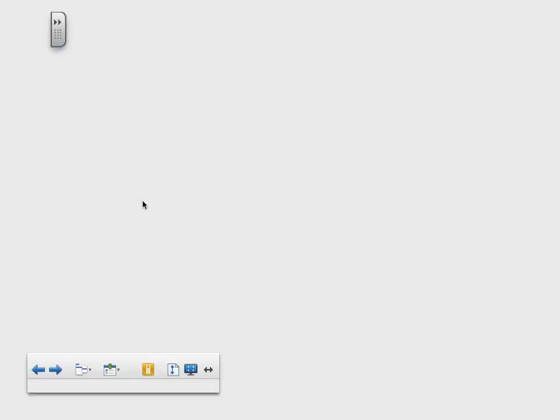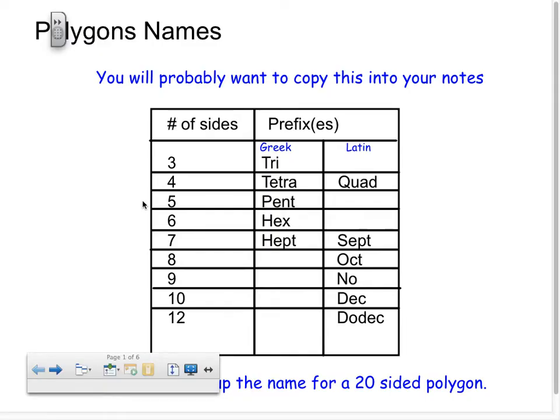Now, when we name polygons, generally we look at one of two things, either the Greek or the Latin prefix to the name of the polygon. And Greek and Latin prefixes are things we use all the time, things that you've seen before, nothing new here. You might want to copy this into your notes. So you may want to pause the podcast for a second and copy this little table into your notes.